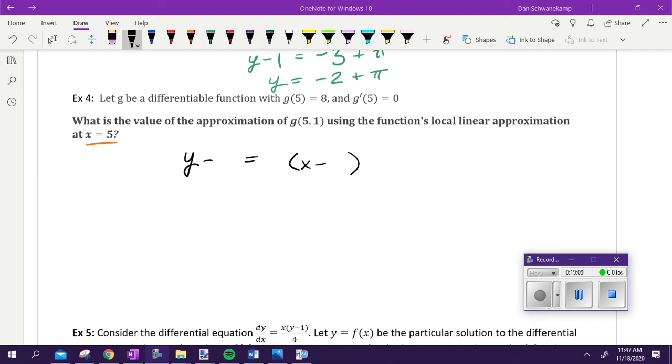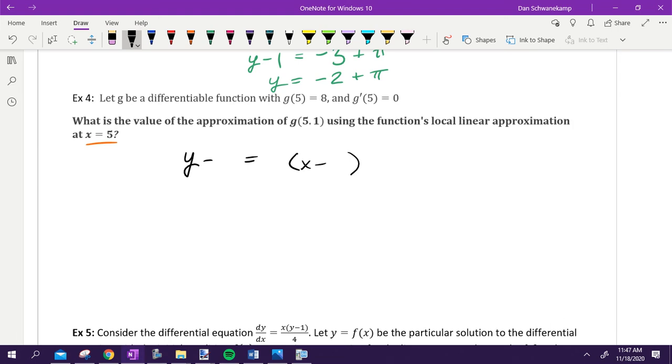Writing the equation of the tangent line. So we're trying to figure out the line at 5. If it's at 5, I can plug a 5 in right there. What's my y value going to be? Well, right here it says that the y value is 8. What's the slope going to be? Well, right here it says the slope is 0. So we can throw a 0 in right there.